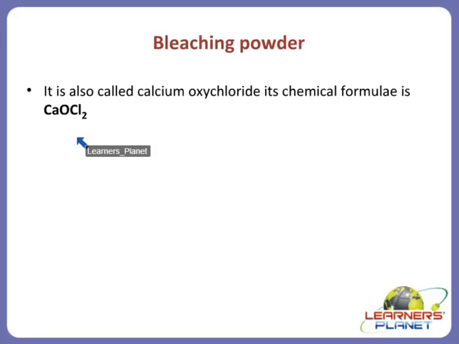Or the colored substance gets decolorized. Why? Because the color gets oxidized. Now what is the bleaching agent here, students? Is it oxygen or is it chlorine? In the case of this bleaching powder, the bleaching agent is chlorine.